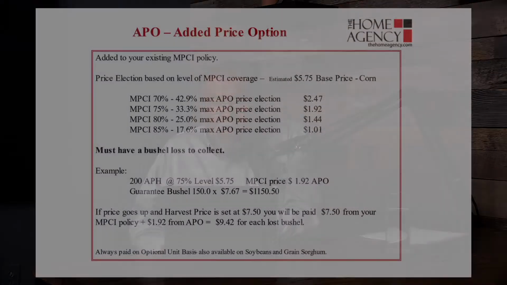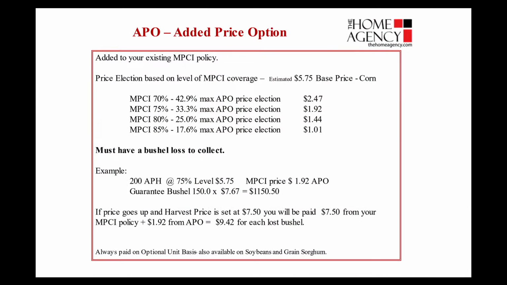So for example, let's look at multi-peril base price coming in at $5.75 this February for the December contract on corn. At the 75% level, you can add a third more or $1.92. The 80% level, 25% more or $1.44. And at the 85% level, you can add 17.6% or another dollar and a penny. Now, in order to collect, you must have a bushel loss.